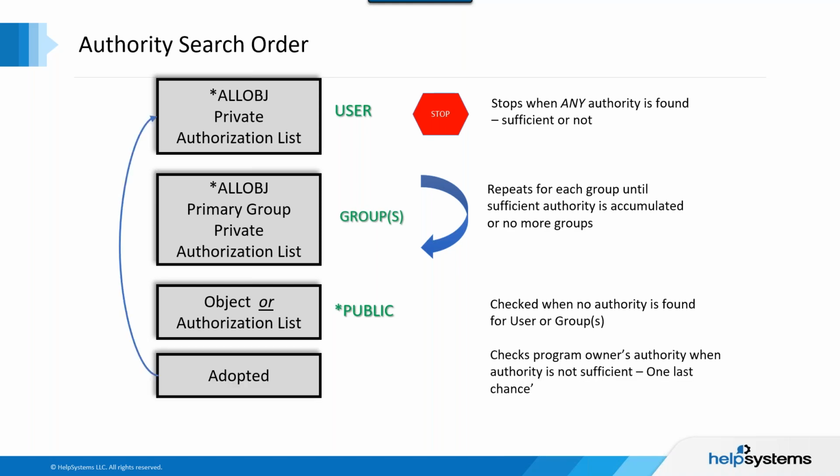And then if all else fails, if you don't get authority from any other place, and even if you're excluded from an object, say I have a private authority of exclude at the user level, if there is adopted authority in the call stack, the system is going to check the program owner's authority at the user level to see if that user has sufficient authority to let the process go on. And if it has sufficient authority, it will go on. So that's how adopted authority works.